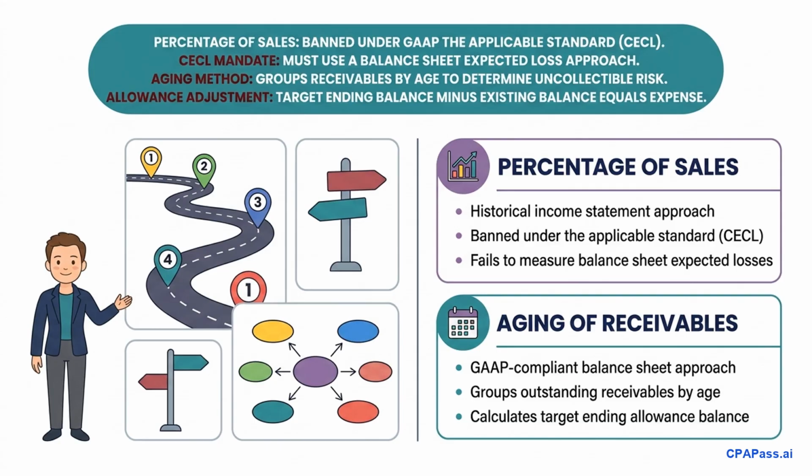The aging method groups outstanding receivables by age to calculate a target ending balance for the allowance account. You must then adjust the existing allowance balance to record the current period's bad debt expense.